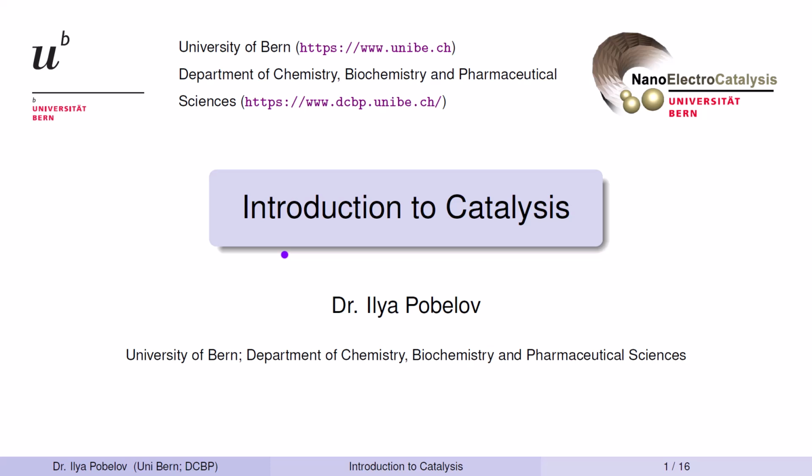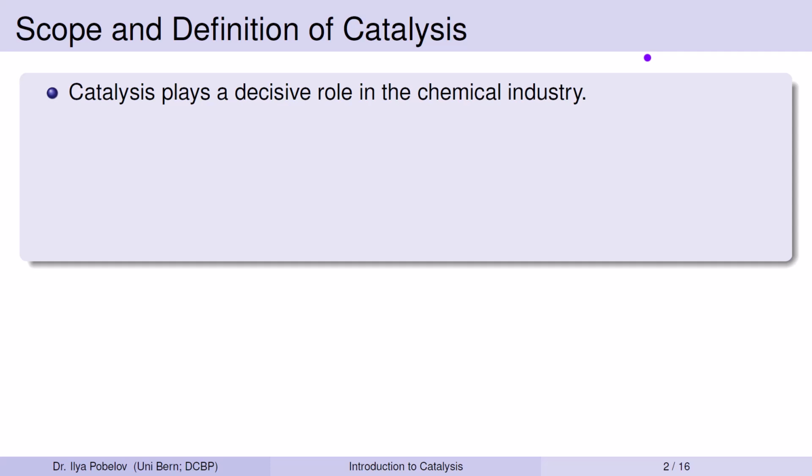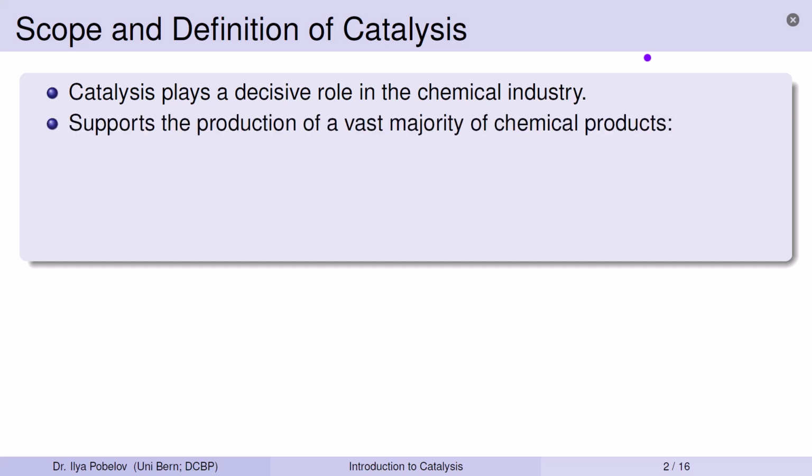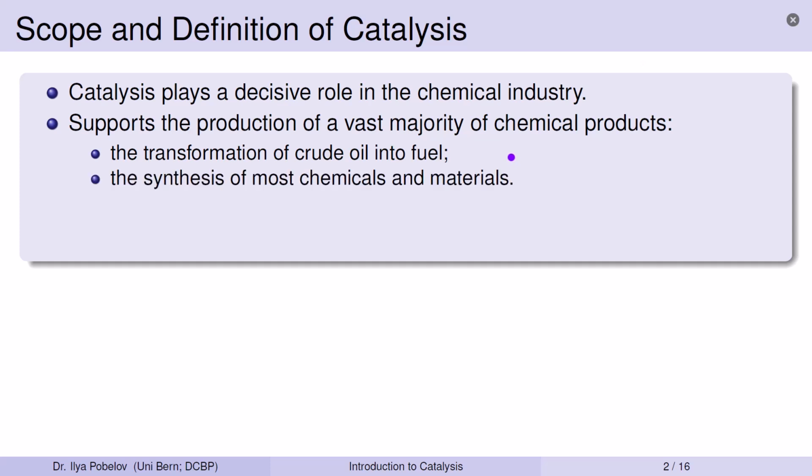In this module, we will introduce the topic of catalysis. Catalysis plays a decisive role in the chemical industry, supporting the production of a vast majority of chemical products. For instance, the transformation of crude oil into fuel is facilitated by catalysts. Similarly, the synthesis of most chemicals and materials relies heavily on catalytic processes.